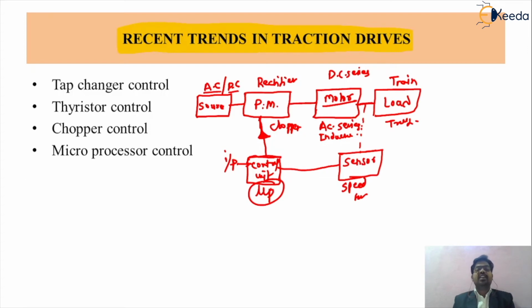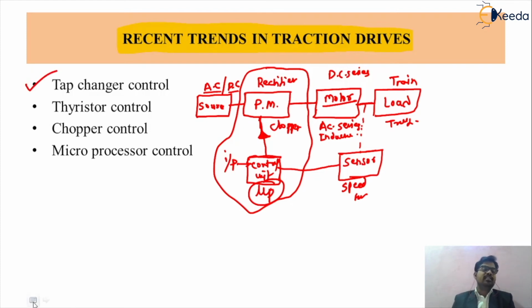So in that particular traction, we are using different types of control circuitry in the power modulator and control strategy. In the power modulator, we are using different types of equipment, that is the power electronic converters. In the control unit, we are using different types of control strategy. So we have to understand recent trends in the traction drive. The first is the method that was used in previous days, called tap changer control. We are changing the tapping of your transformer. So this is the first method by which we control the speed of that particular motor.